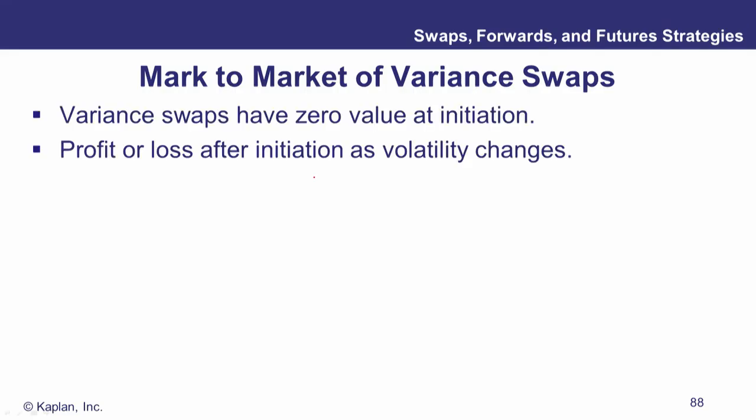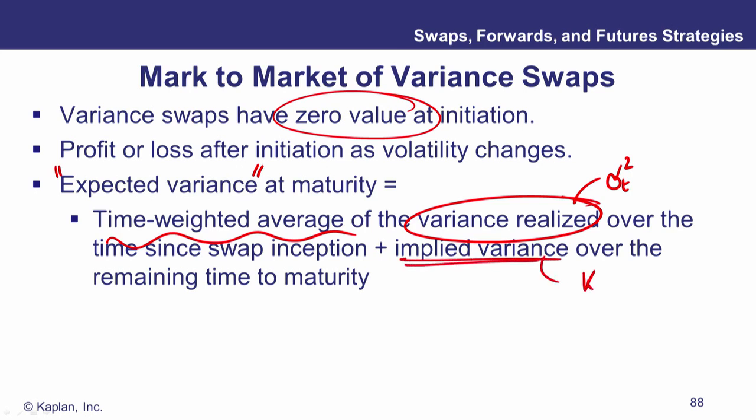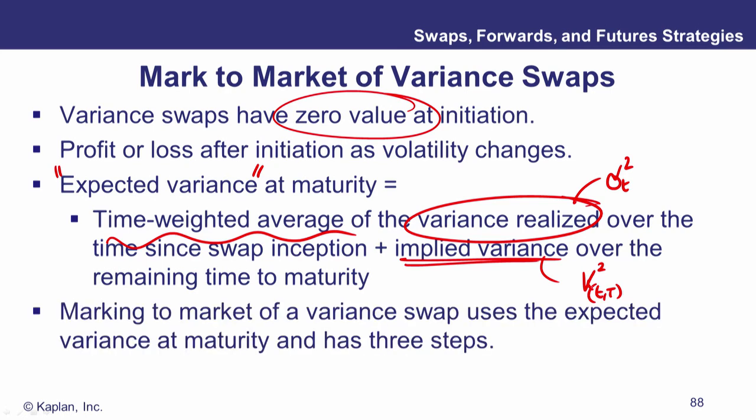So let's have a look at that in action. We've got 0 value at initiation if they're fairly priced. After initiation, we're going to look at expected variance. That's what I've just been talking about. It's a time-weighted average of the already realized variance, sigma little t squared, over the time since the swap was entered into, and what's implied over the rest of the swap's life. It's just a weighted average. If the swap paid out based on that expected variance at maturity, there will be a payout to the variance buyer or the variance seller, and then we can present value that amount back to today.